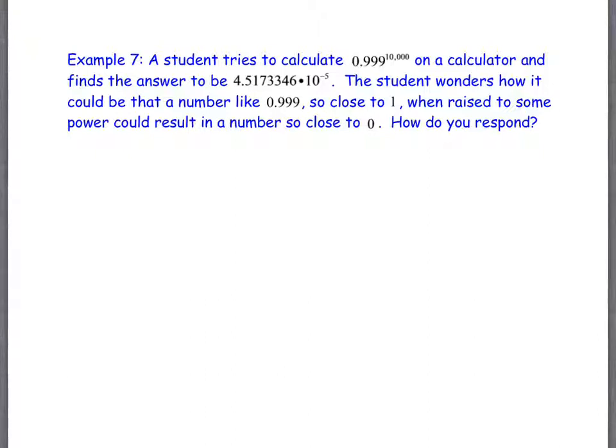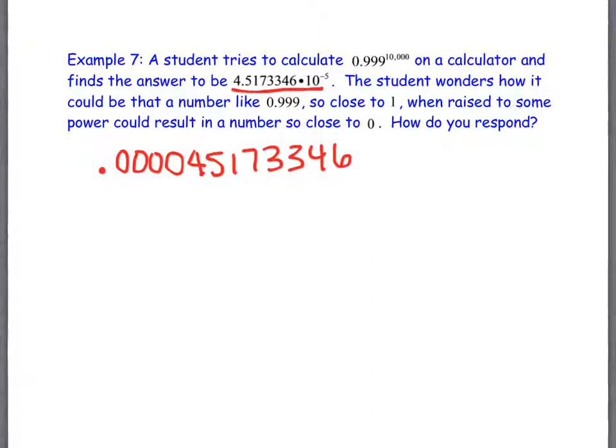Now, let me just remind you what this actually means. This means we have a decimal point. It means we have 4 zeros. And then I have the 4.5173346. Okay, that's the number that he's getting, but it's putting it in scientific notation, which your calculator will sometimes do. So it's a really small number, right? Practically 0. If we were dealing with money, it would be 0.